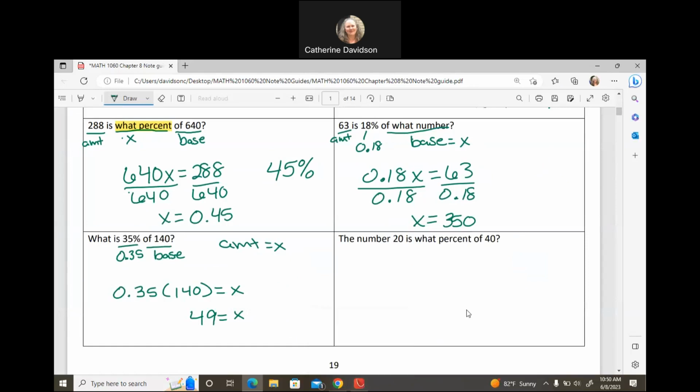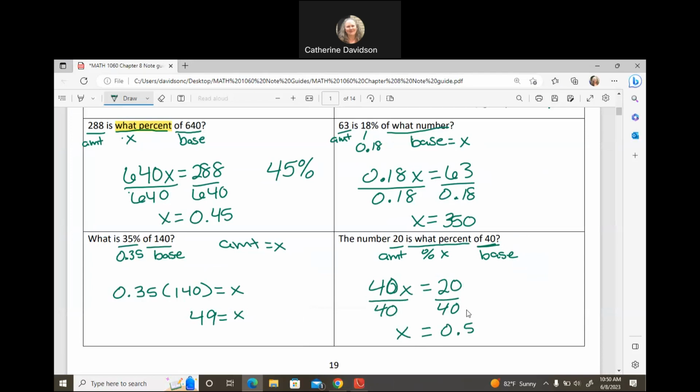The number 20 is what percent of 40? So we're looking for the percent. It's going to be X. Of 40, of comes in front of the base. So that means 20 is the amount. So the base times the percentage is equal to the amount. Divide each side by 40 to get X by itself, and you're going to get 0.5.